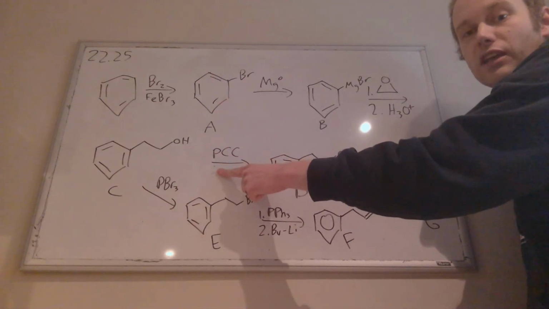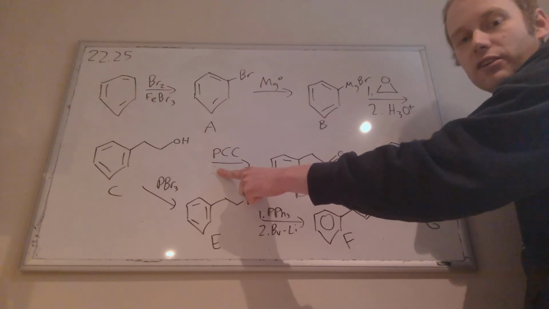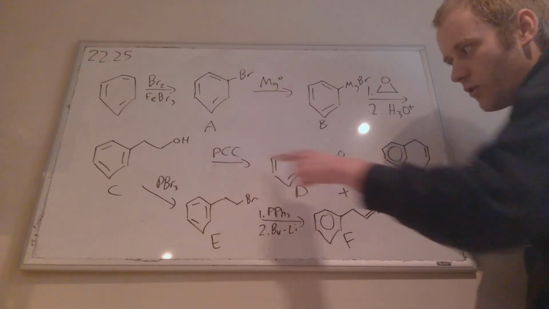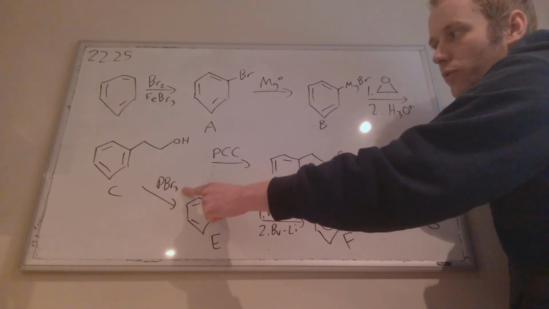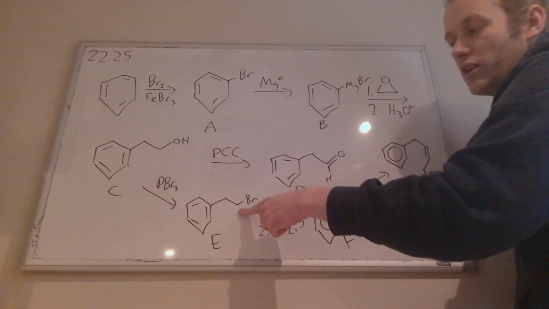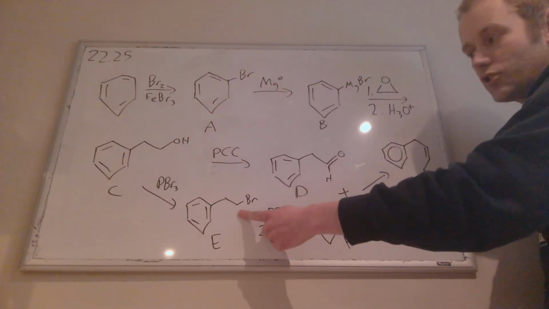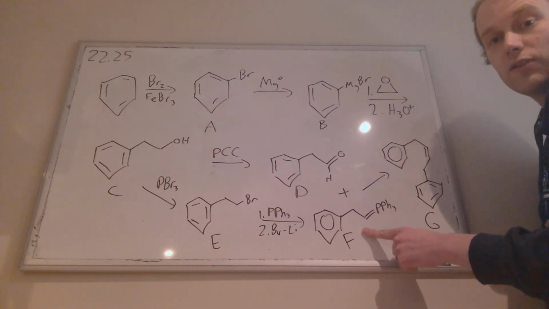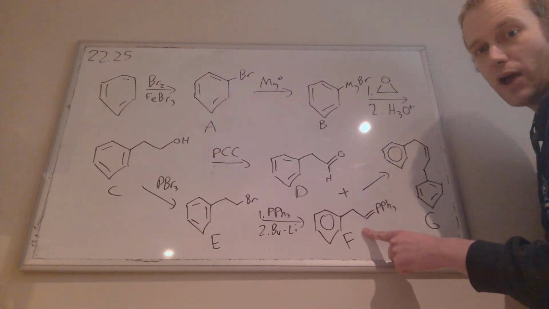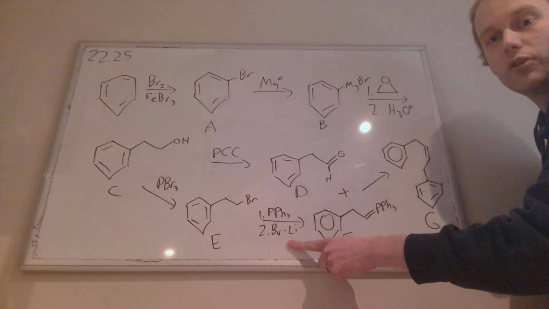PCC is pyridinium chlorochromate, which doesn't allow the alcohol or the aldehyde to form the diol, and so it will only create the aldehyde. And then the PBr3 reacts with the alcohol to create the bromine instead, replacing the alcohol with a bromine through an SN2 reaction. That bromine can be converted to the triphenylphosphine derivative, the Wittig reagent, by reacting with triphenylphosphine and then with a strong base like n-butyllithium.